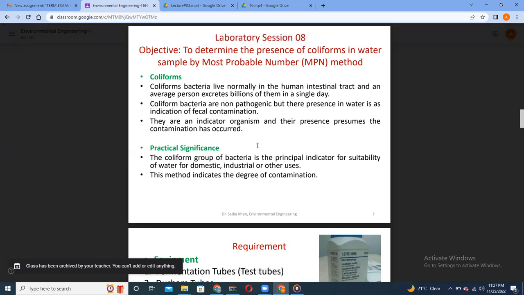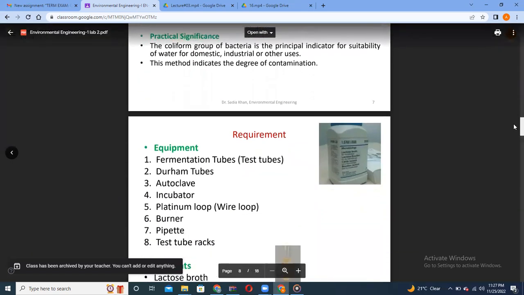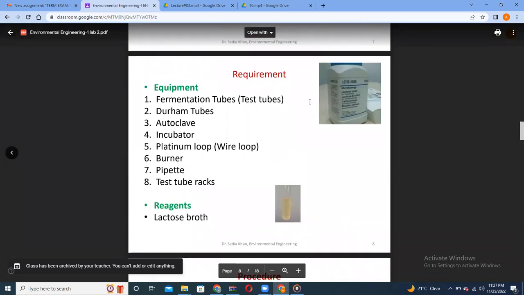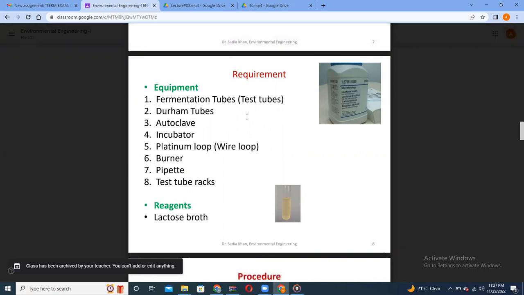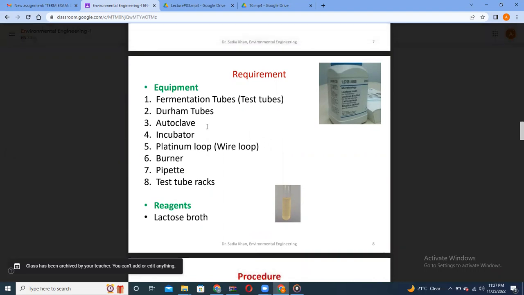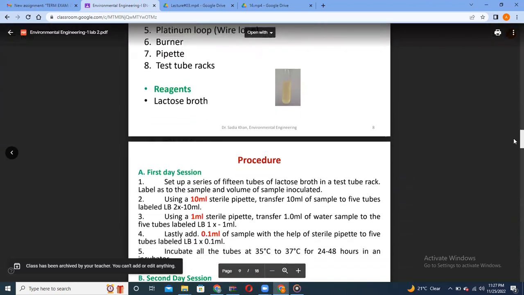Its practical significance is that the coliform group of bacteria is the principal indicator for suitability of water for domestic, industrial, or other uses. This method indicates the degree of contamination. Now we have the equipment required, that is fermentation tubes, test tubes, Durham tubes, autoclave, incubator, platinum loop, burner, pipette, test tube rack, and the reagent we are using is lactose broth.